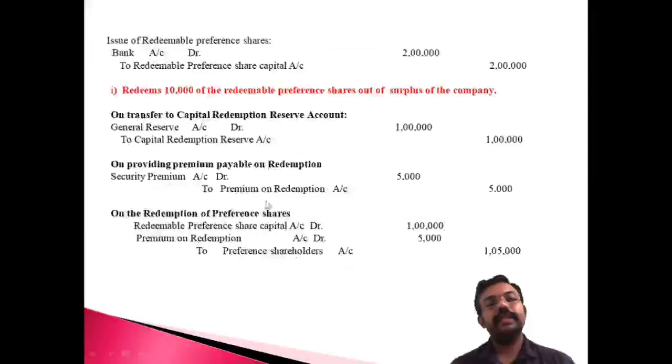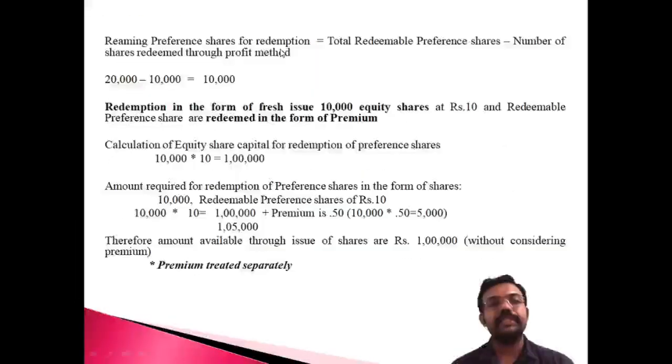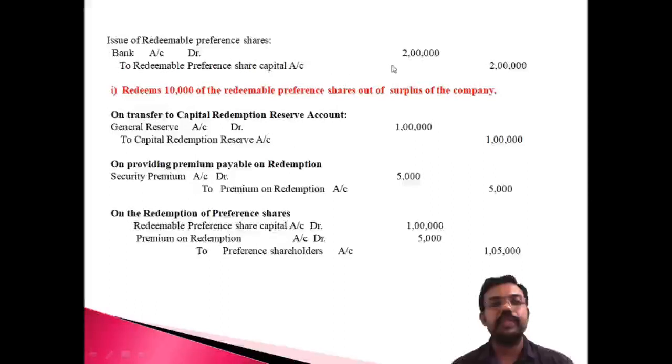Okay, then the common entry: they are issuing the 20,000 redeemed preference shares. So that is the issue of 20,000 preference shares, 2 lakhs.